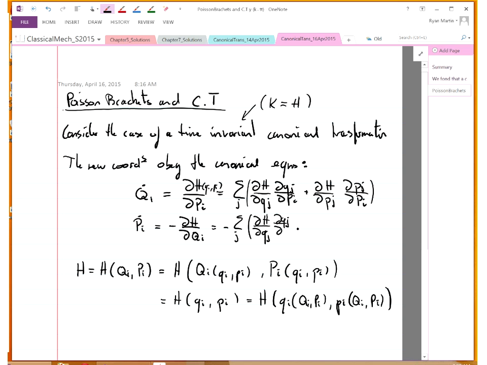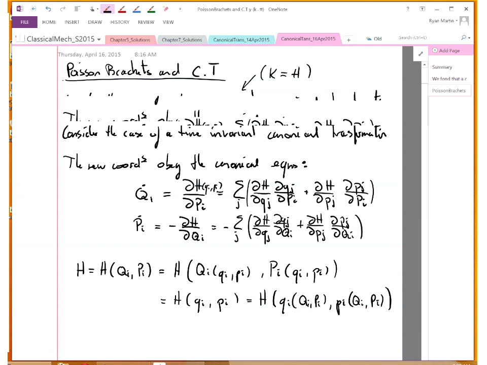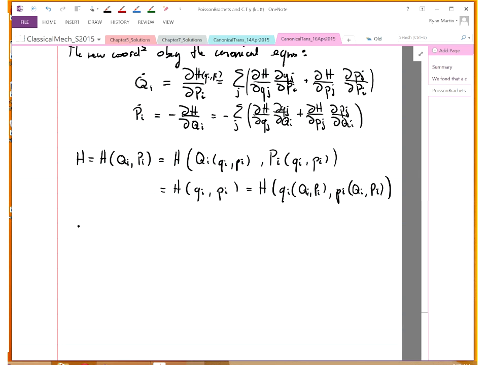It's the same thing for the other one. For capital Pi dot, I can write that as the sum over the degrees of freedom. Put the minus sign in front, then I have ∂H/∂qj, ∂qj/∂Qi, plus ∂H/∂pj, ∂pj/∂Qi. All right? Okay.